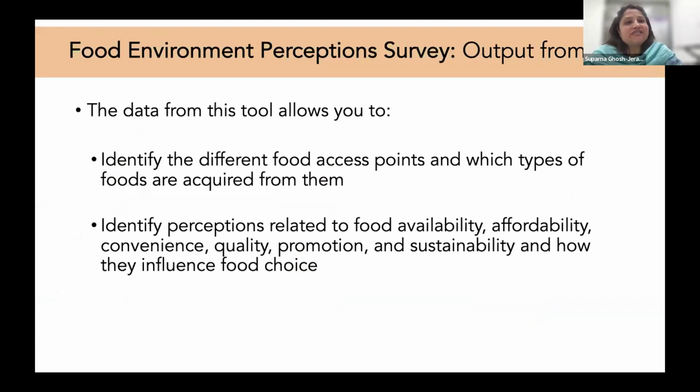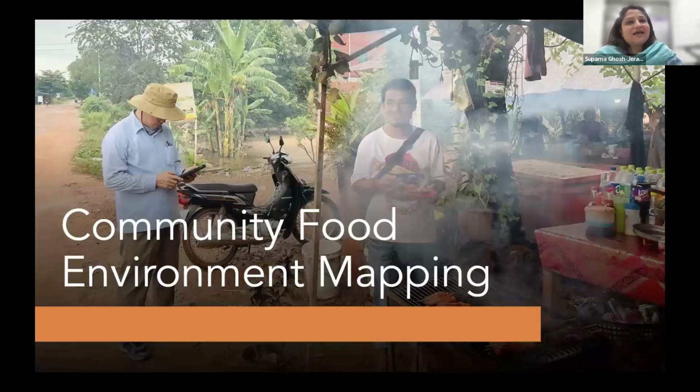And what is the output? The data will help us identify the different food access points, which types of foods are acquired from where, and identify perceptions related to availability, affordability, convenience, quality, sustainability, and how these factors influence food choices in the community. Next slide. I'll finish here and over to Shauna to discuss the community food environment mapping.